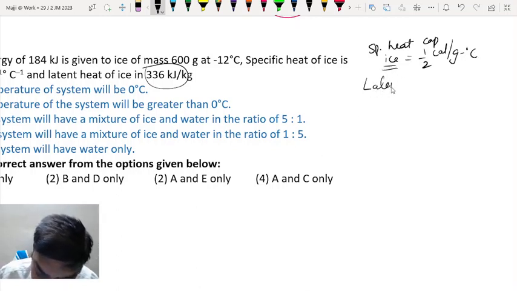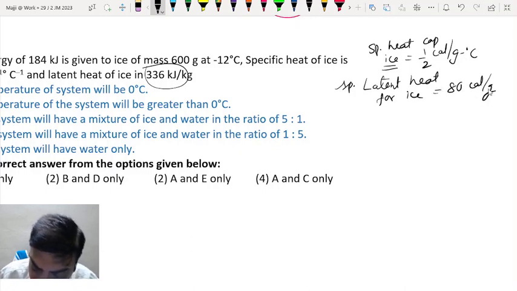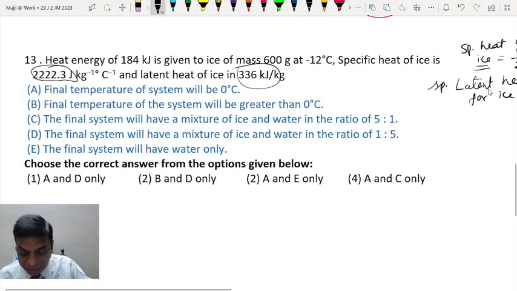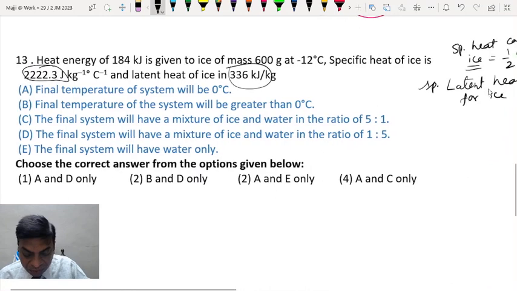Also, the specific latent heat of fusion for ice is around 80 calories per gram. By means of these two, I'll be able to solve a lot faster. The second technique which I am going to use is this.